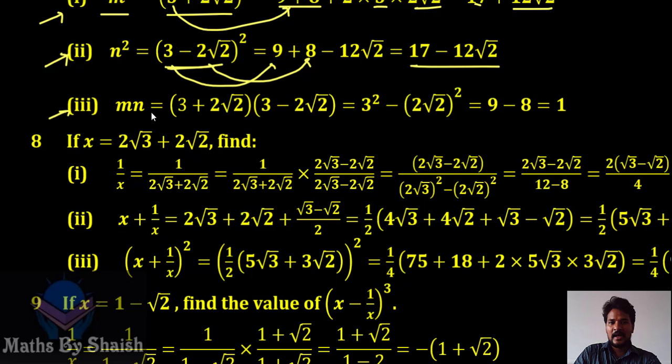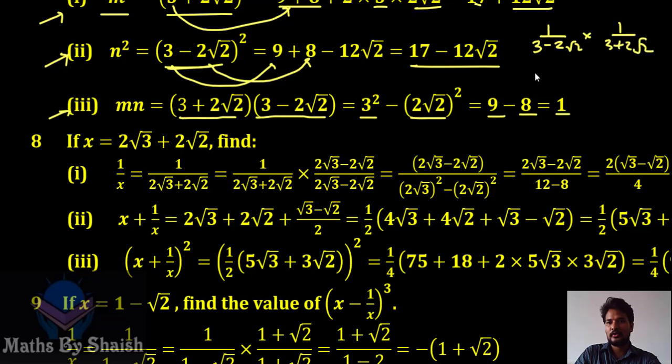And the last one is mn. For mn, if we do it directly from the given m and n values, then also we will get 1. Otherwise, if we have it in the numerator, then we can simply multiply. It is the a plus b, a minus b identity, a square minus b square, and that is going to be 9 minus 8 equals 1. Otherwise also, if we multiply 1 over 3 minus 2 root 2 by 1 over 3 plus 2 root 2, we will get in the denominator a plus b, a minus b, that is a square minus b square, 9 minus 8. So it is also going to give us 1. So it is up to us how we want to do this question.